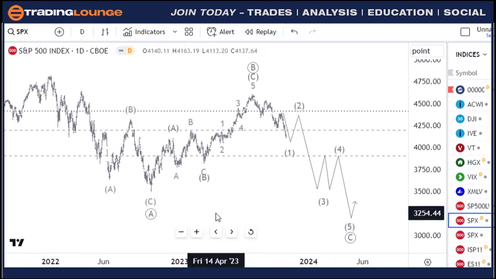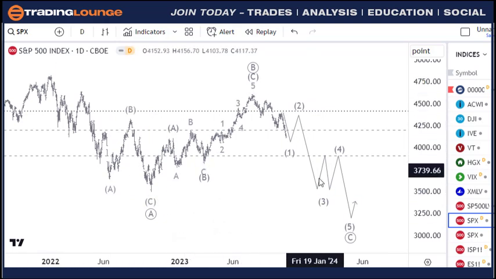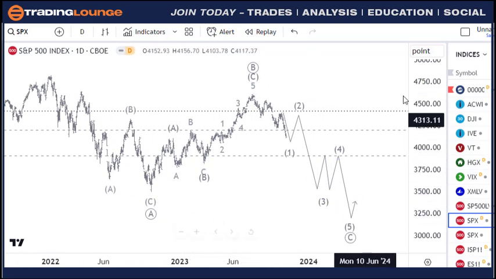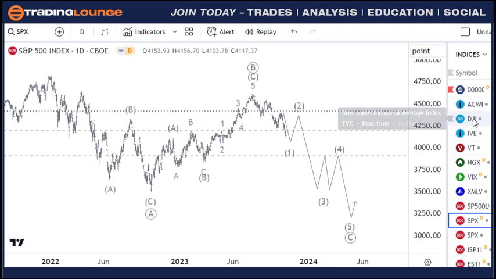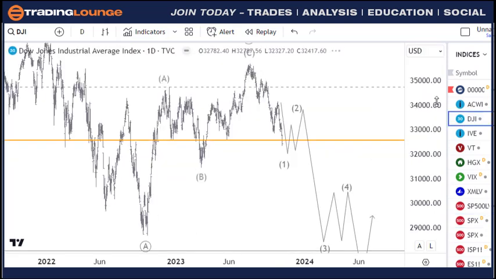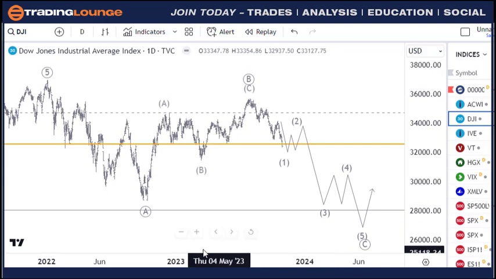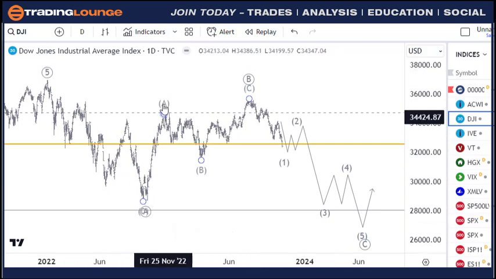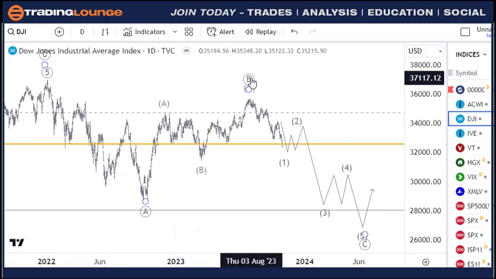pattern here, this flat correction, a 3-3-5 structure here. And we can see that with the Dow Jones as well. So just on the Dow Jones here, we can look at this here as the A wave here, an A and a B and a C for the B wave here, and then 5 waves down here.